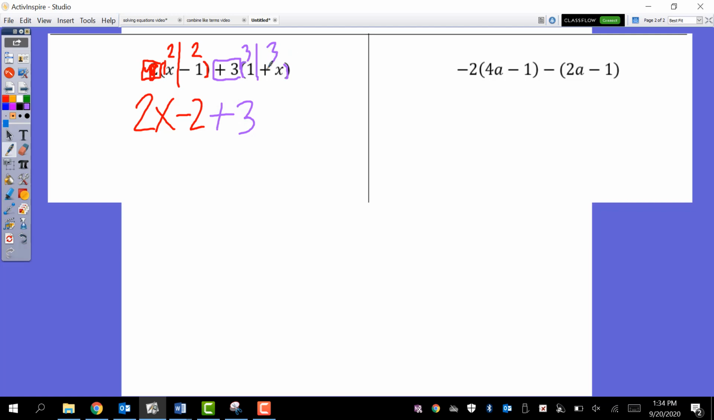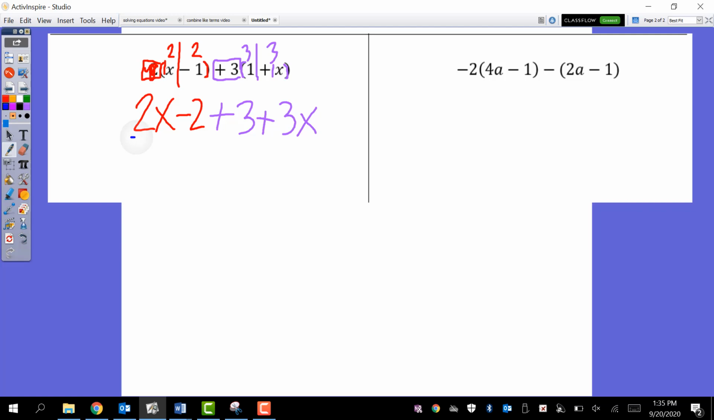And then positive 3 times x, again, that has an invisible 1 in the front. So 3 times positive 1 is 3. Positive 3, so what sign do I put in there? A plus sign. And then no x's times an x means there will be an x right there. And then am I done? No, because there's a lot of numbers. I've got to find out, can I combine any of them together?